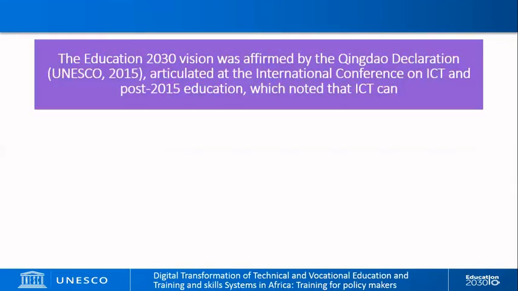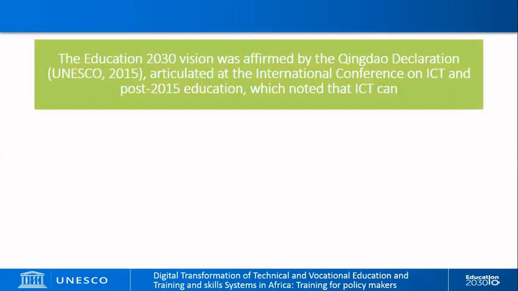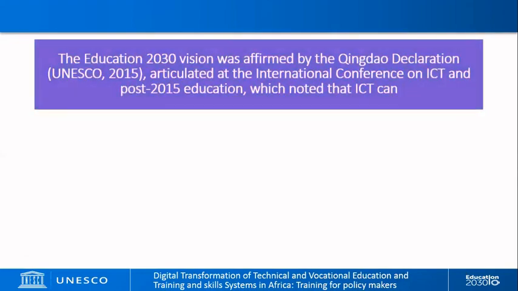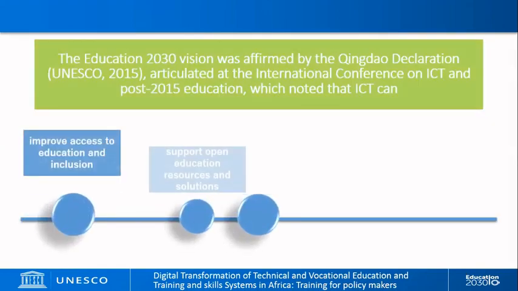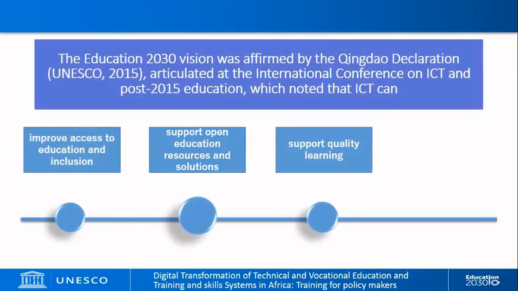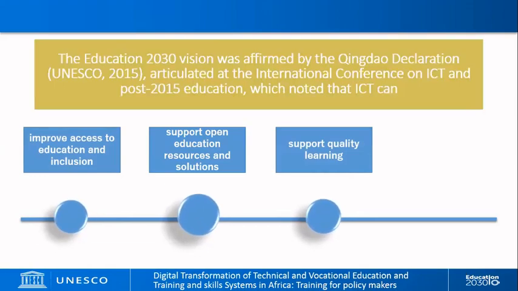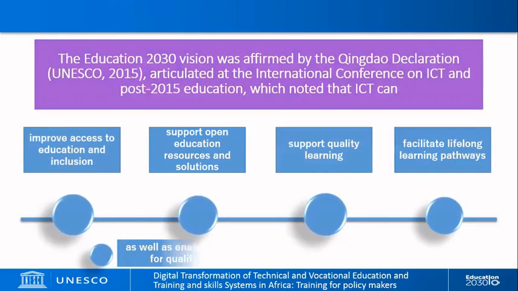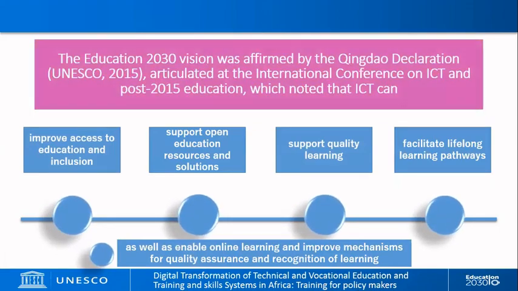The same Education 2030 vision was affirmed by the Qingdao Declaration, which was articulated at the International Conference on ICT and Post-2015 Education, which noted that ICT can improve access to education and inclusion, support open educational resources and solutions, support quality learning, facilitate lifelong learning pathways, as well as enable online learning and improve mechanisms for quality assurance and recognition of learning.